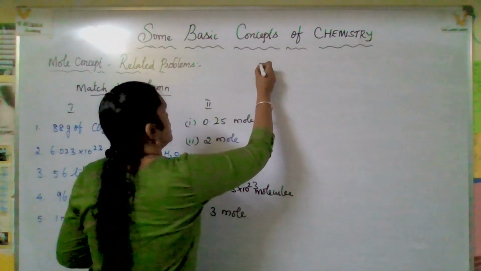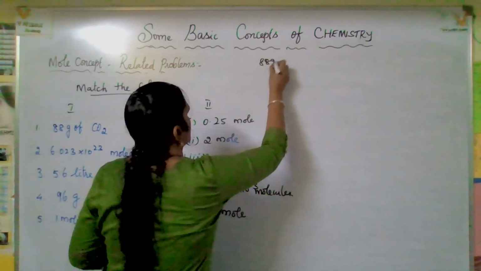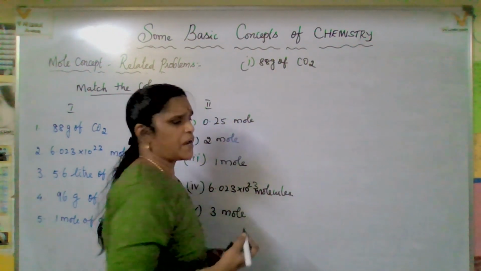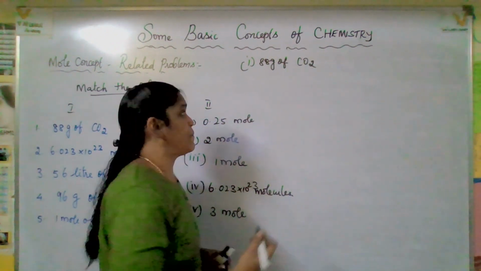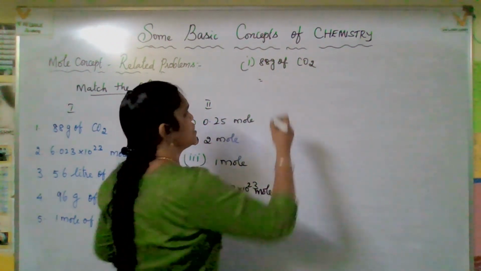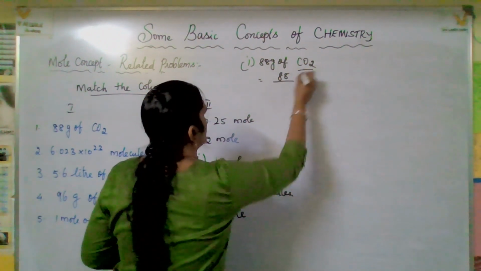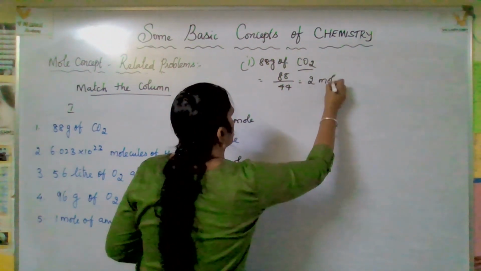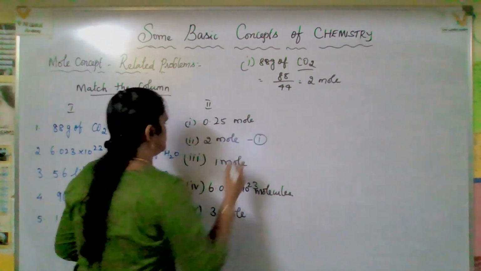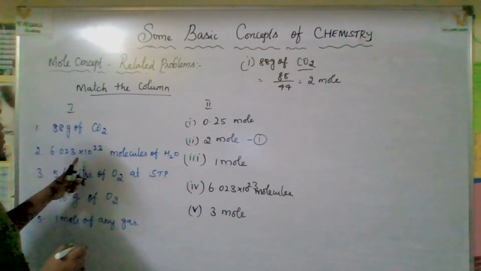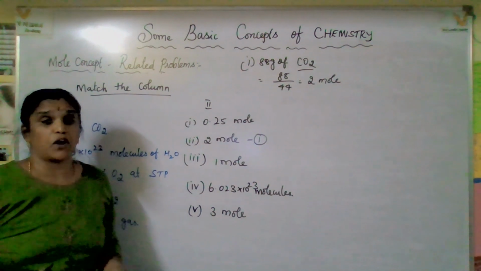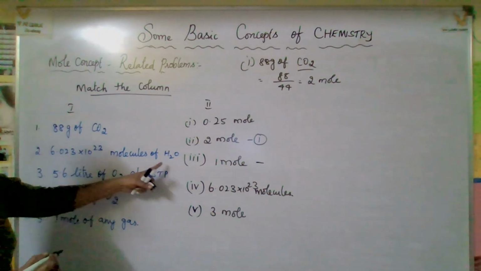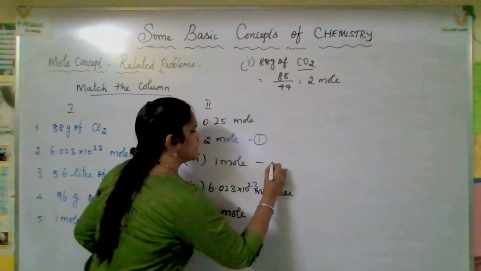The first one, 88 gram of carbon dioxide. Naturally, they are asking the number of moles. So number of moles is given mass by molecular mass. Given mass is 88 and molecular mass of carbon dioxide is 44. So you will get 2 mole, so option 1. Now, 6.023 into 10 to the power of 23 molecules of water. Naturally, it is 1 mole, right?